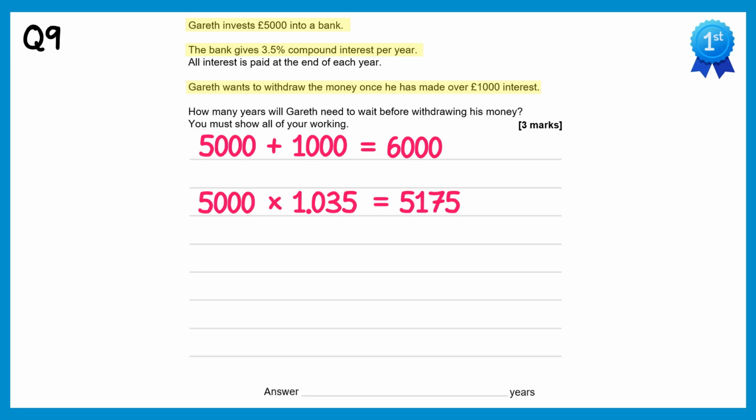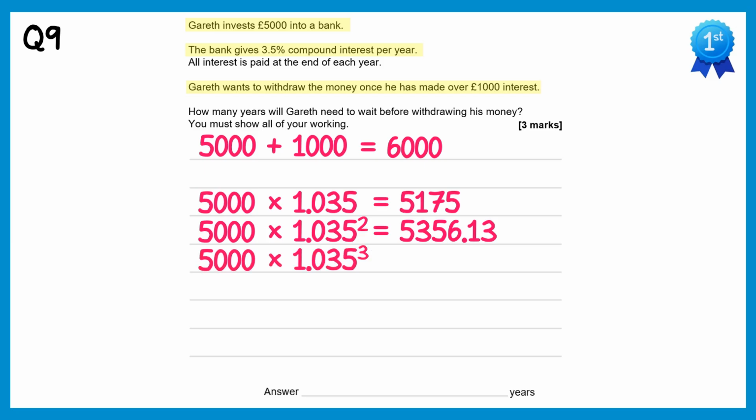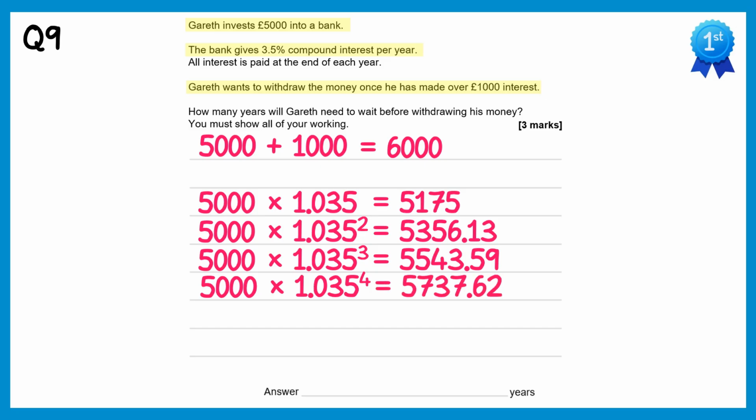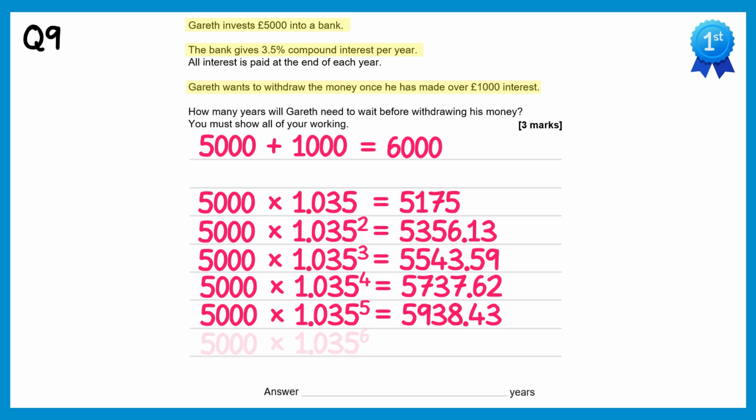So let's try it for 2 years. If it were 2 years, we do 5,000 times 1.035, but squared to represent the 2 years. If you type this in, you end up with this number. So we're still some way off. If you do it for 3 years, it's 5,000 times this 1.035 cubed, and that gives you this. And then we can go for 4 years, and that's this. 5 years is this. And we're still not there, but we're close, and 6 years gives you this. So at 6 years, you can see we've gone above £6,000, so he now has at least £1,000 in interest. So the answer to this question is 6 years.